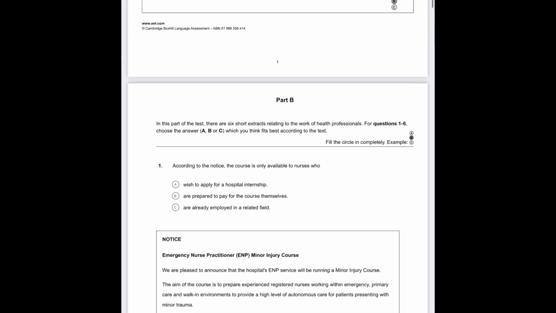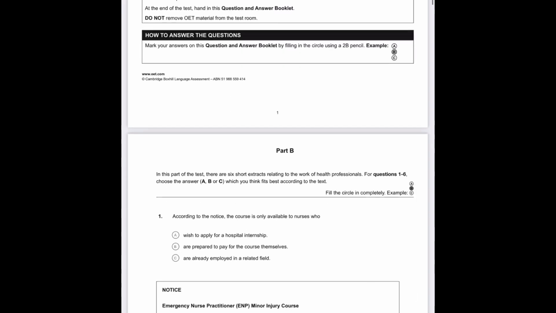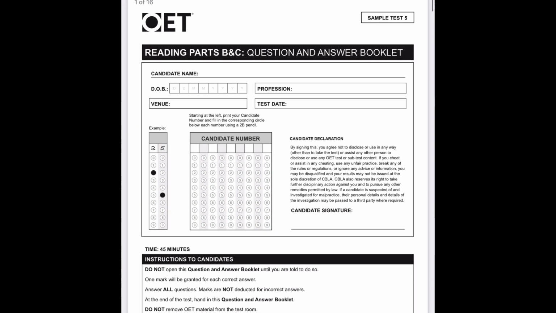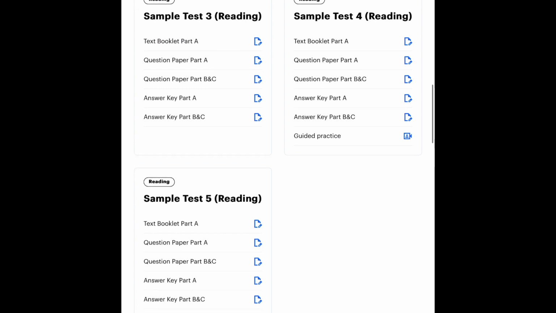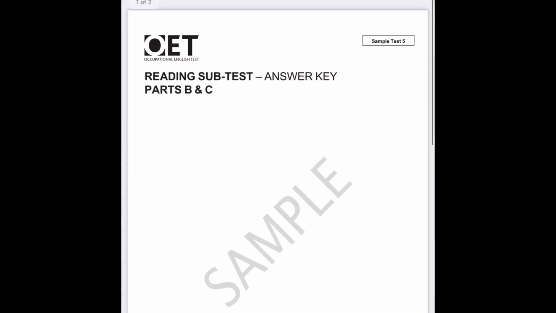So let's go to the answer key and see if I'm right. So question 1, option C. Where is the answer key? This will be the answer key, I think. And I am right. Question 1, option C, are already employed in a related field. Let's go to reading part C now.